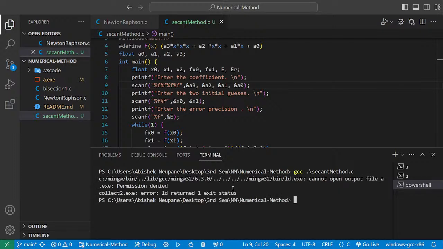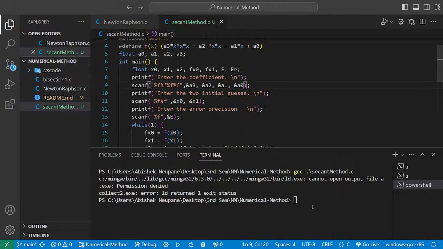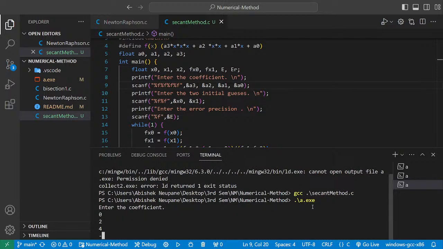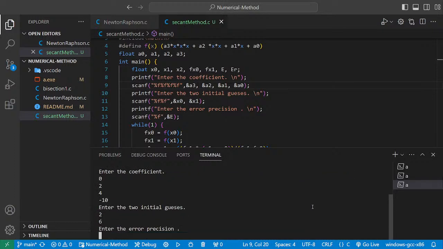Still there is an error. Cannot open output file, permission denied. It cannot open it. Let's delete it again. GCC secant. Okay. I think now our program will run completely. The inputs are 0, 2, 4, minus 10, then 2, 6. Our error will be 0.05.